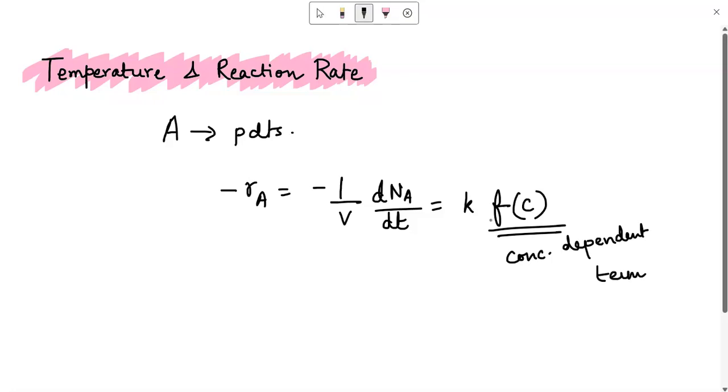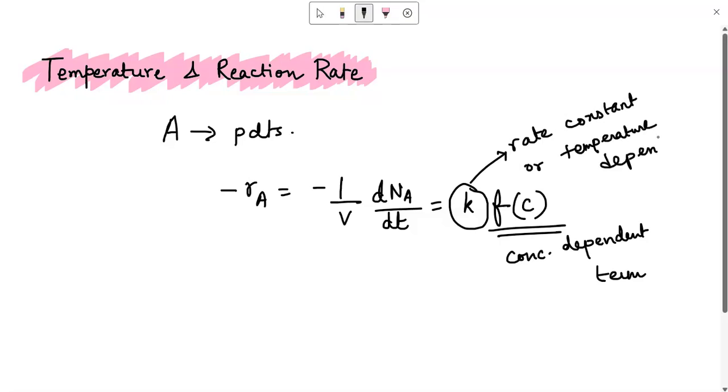of the rate equation, and this k over here is known as the rate constant or temperature dependent term. The concentration dependent term usually remains unchanged at different temperatures, but this k or rate constant is extremely dependent on the temperature of the system.